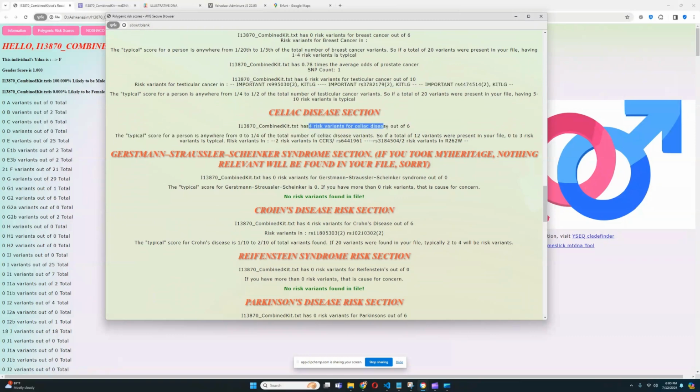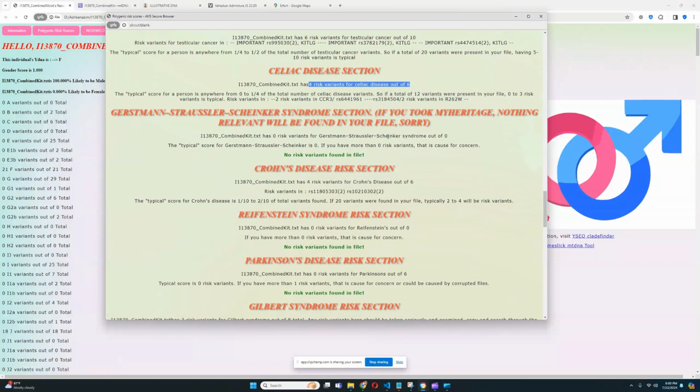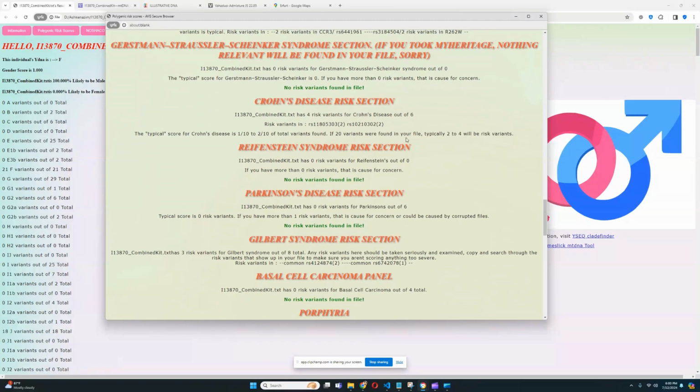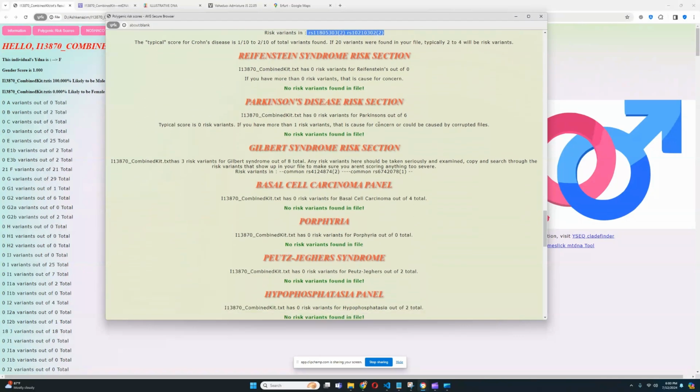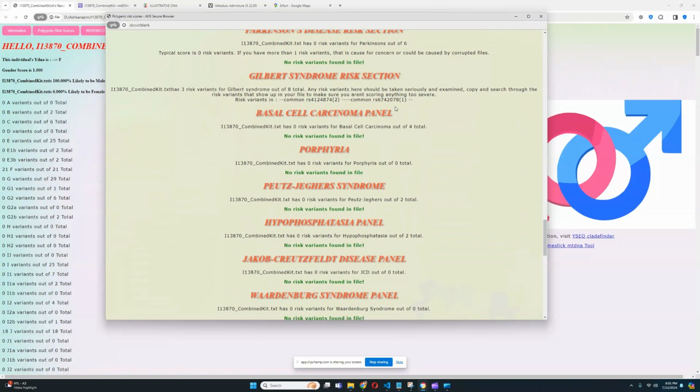He's got 4 risk variants for celiac disease out of 6, which is really high. Very interesting. So he's definitely got some predisposition to celiac disease. Let's see. Do we find anything else? He's got 4 risk variants for Crohn's disease, but none of them are marked as important, so we can disregard that. No risk variants for Parkinson's. He's got 3 risk variants for Gilbert's syndrome, but they're both marked as common, so that's no big deal.